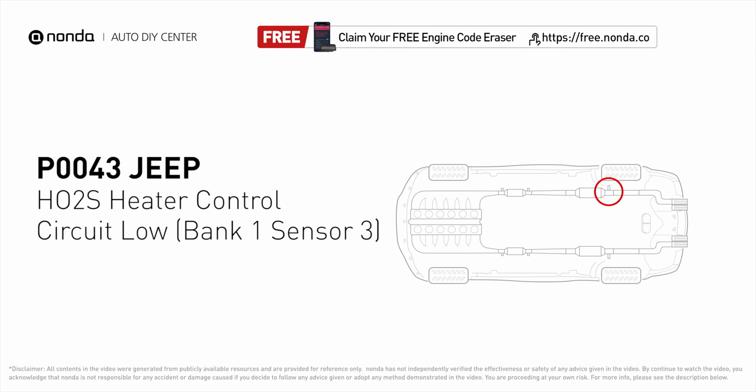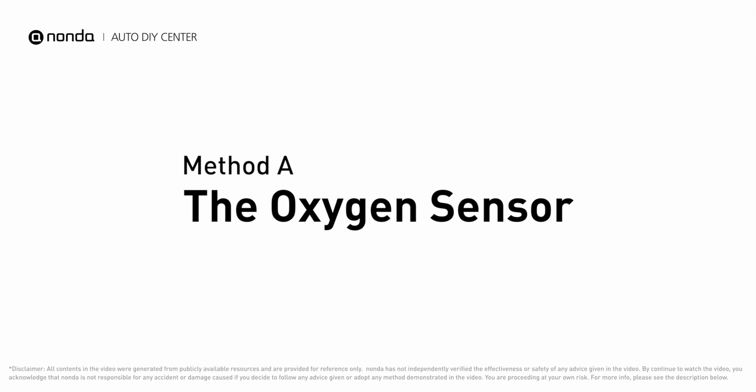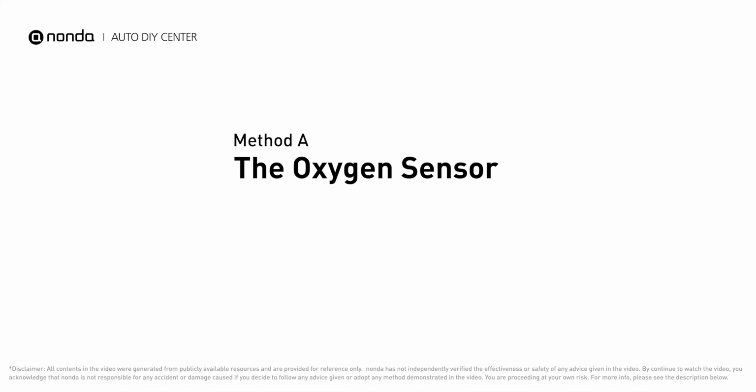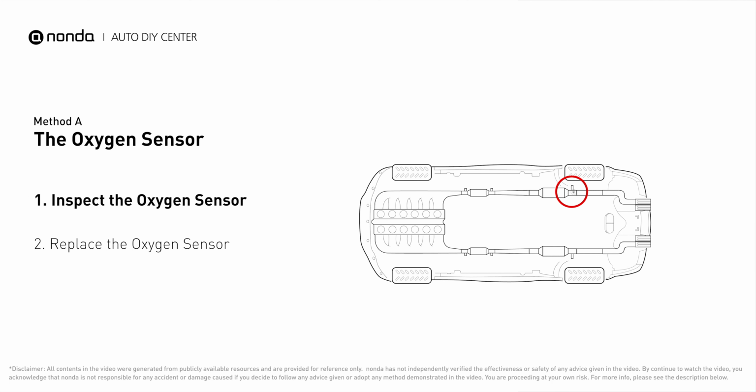Here is one of the most practical solutions to fix Jeep's P0043 error code. Method A, the oxygen sensor. This oxygen sensor is located right after the catalytic converter. Bank 1 is on the side with the cylinder number 1. Sensor number 3 is downstream of the last catalyst in the exhaust system.